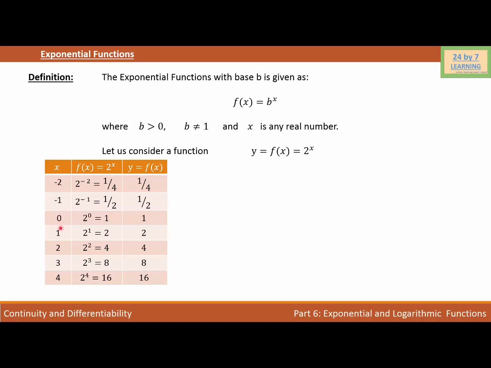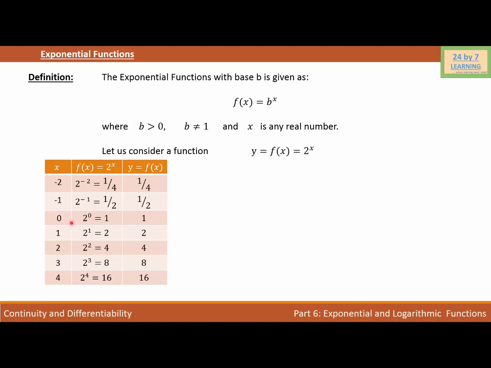The first column is x, the second column is f of x equals 2 to the power x, and my third column is my y value. What I'm doing here is considering some values of x and then finding the values of y related to that particular value of x. My first value is -2. When x is -2, if I plug that in, I get y equals 1/4. In the same way, when x is -1, I get y as 1/2.